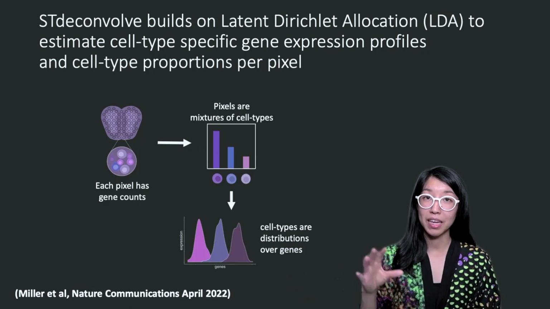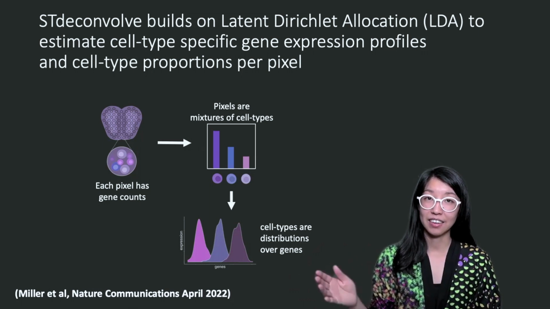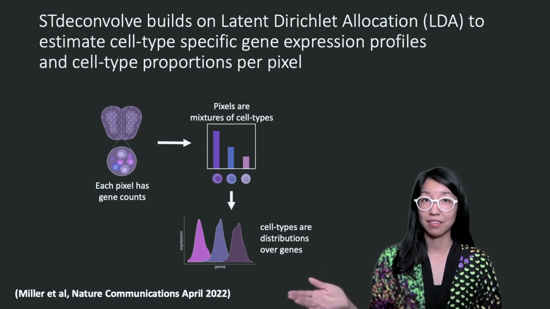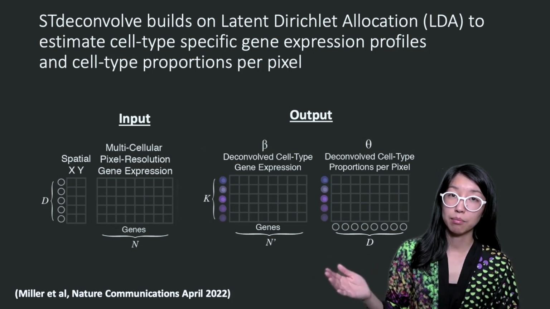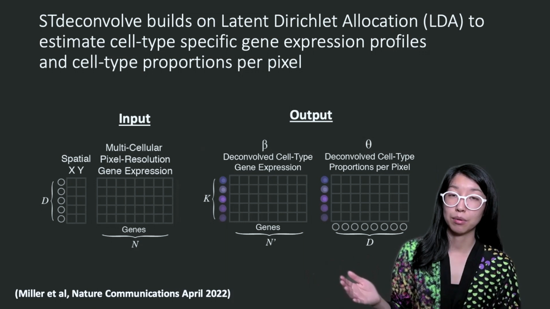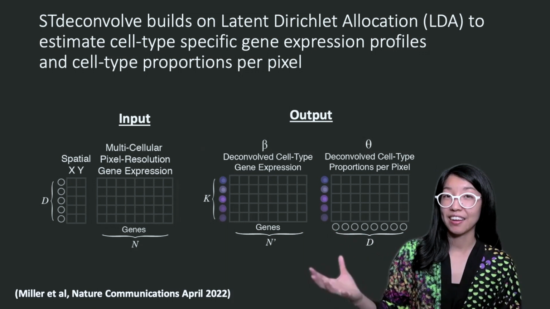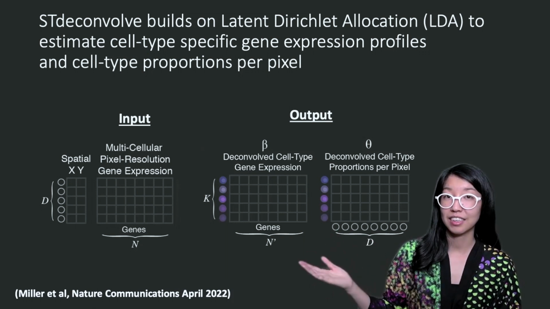So by observing many spatially resolved pixels, each with different distributions of genes, we can infer the underlying latent representation of different cell types that must comprise each spatially resolved pixel. In this manner, given multicellular pixel resolution gene expression information, STdeconvolve is able to build on Latent Dirichlet allocation to deconvolve back out the cell type proportional representations in each pixel, as well as the cell type specific gene expression profiles.